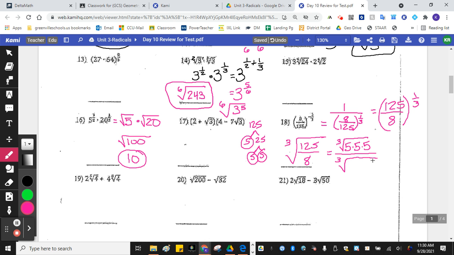8 is 2 times 4. 4 is 2 times 2. Every 3, 1 comes out. Square root, every 2, 1 comes out. Cube root, every 3, 1 comes out. Oh, that's cool.